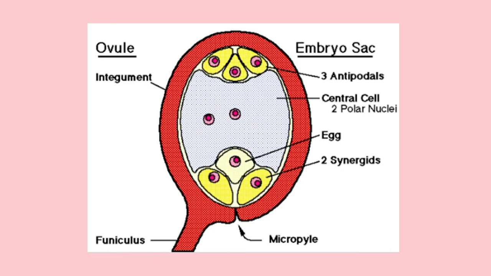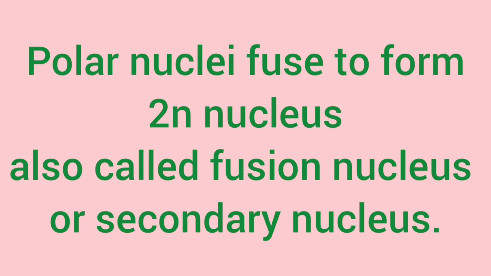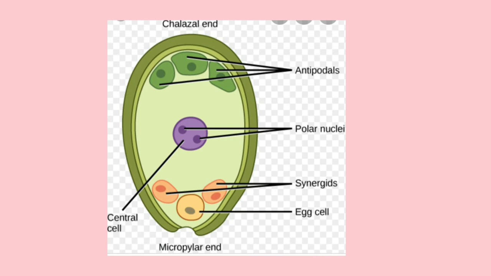With further growth, the nucleus divides and forms 8 nuclei. 4 remain towards the micropyle end and 4 towards the chalazal end. 1 nucleus from each pole moves towards the center and forms a pair of polar nuclei. These fuse to form 2N nucleus, which is also called polar fusion nucleus or secondary nucleus. 3 nuclei at the micropylar end form the egg apparatus and 3 at the chalazal end form the antipodal cells.